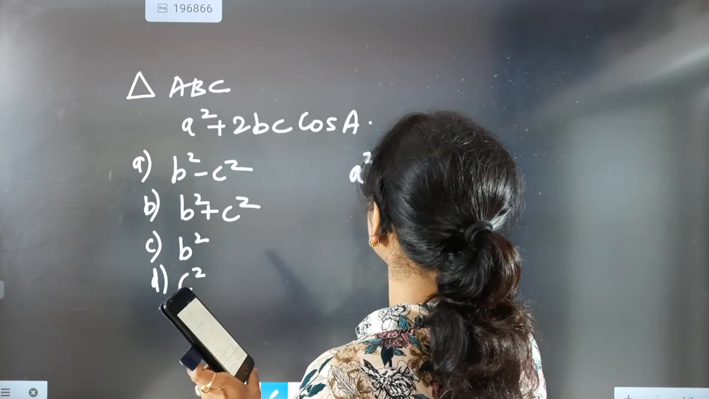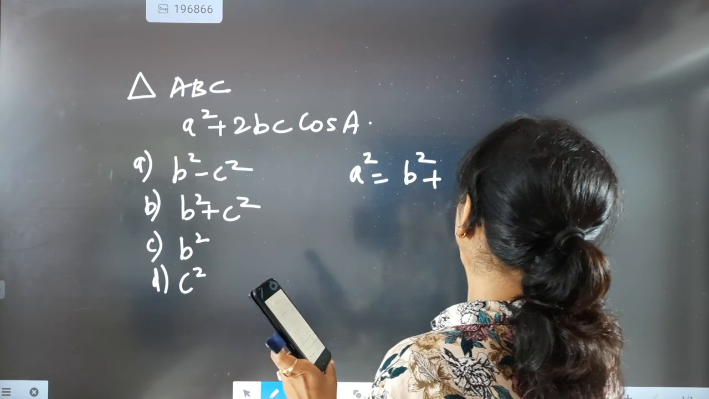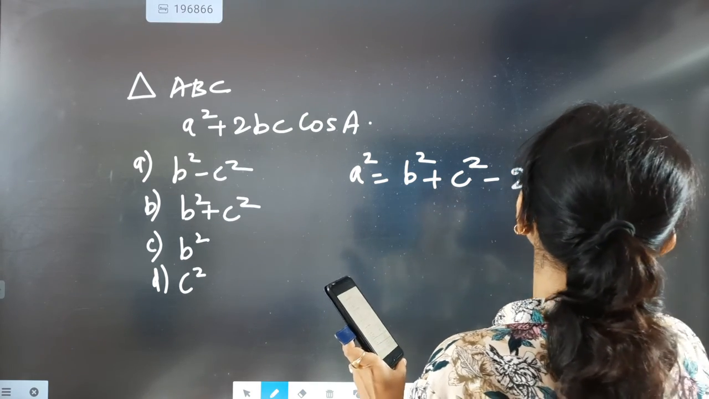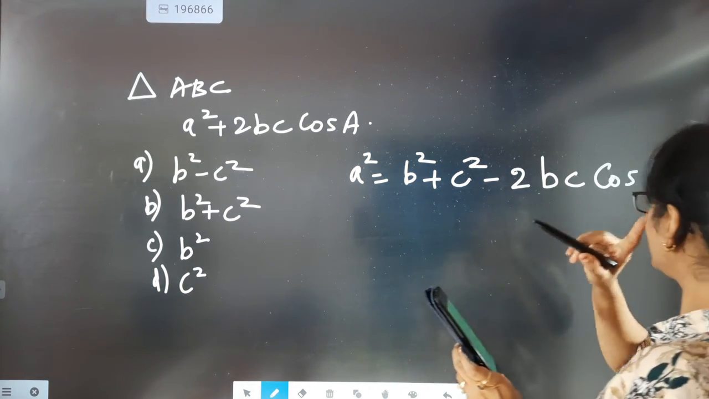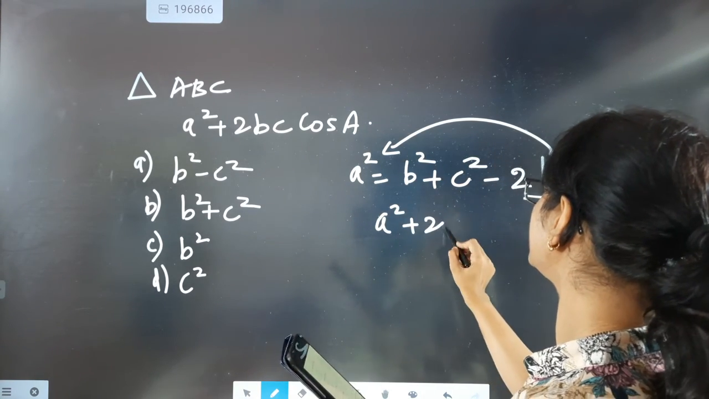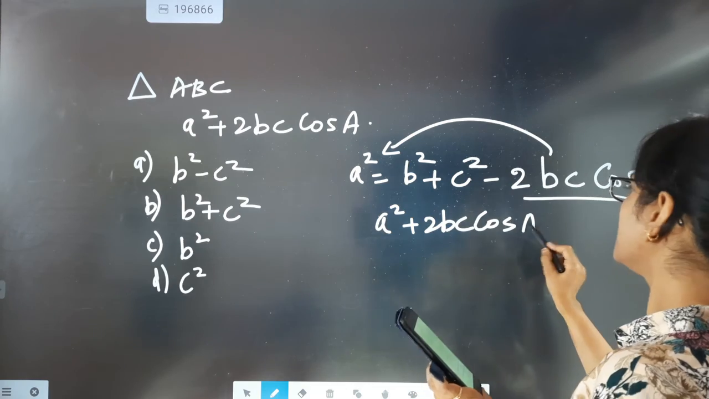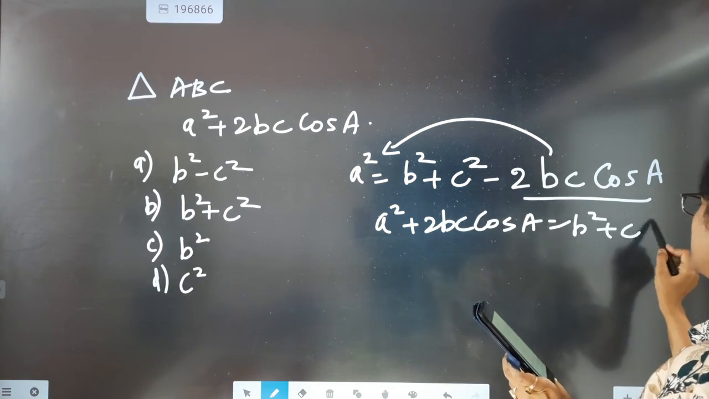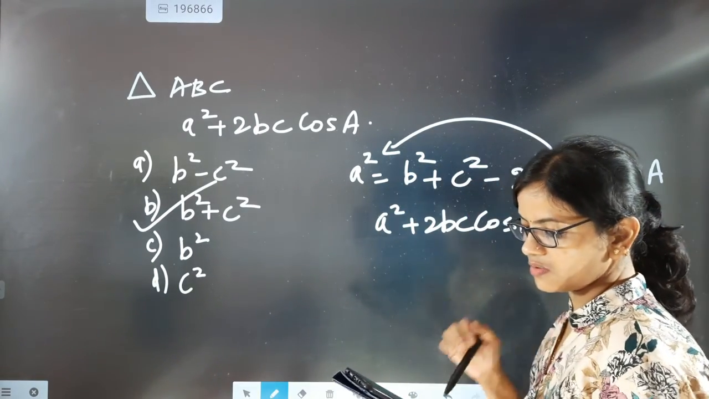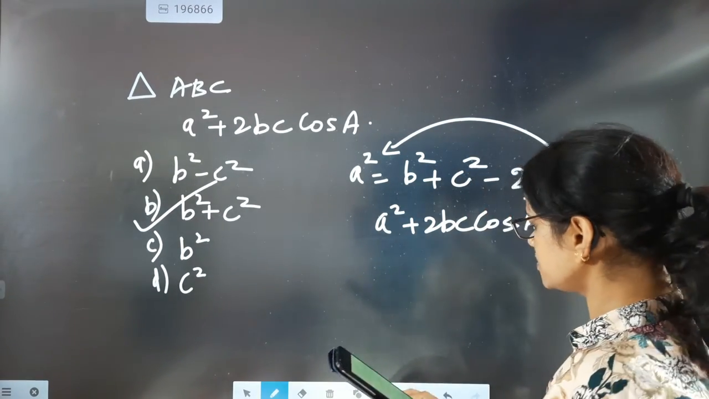So we know that A square will be equal to B square plus C square minus 2BC cos A. So if we shift this to that side, then it will become A square plus 2BC cos A equal to B square plus C square. So the answer will be B. Okay, so now the next question.